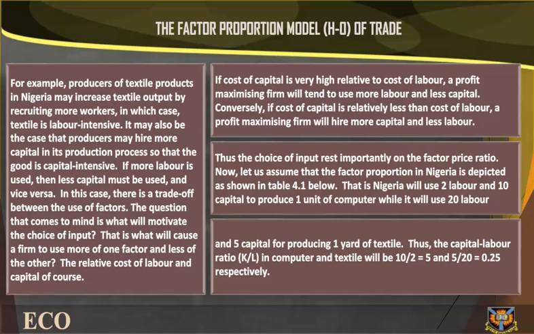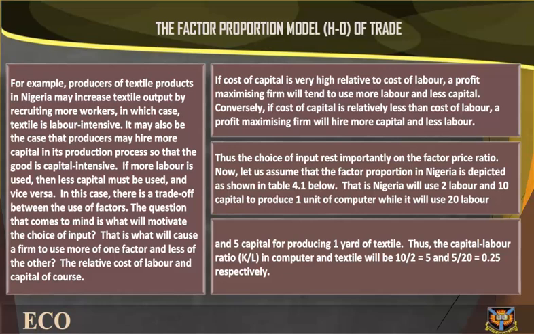The question that comes to mind is what will motivate the choice of input, that is, what will cause a firm to use more of one factor and less of the other. The relative cost of labor and capital. If the cost of capital is very high relative to the cost of labor, a profit-maximizing firm will tend to use more labor and less capital. Conversely, if the cost of capital is relatively less than the cost of labor, a profit-maximizing firm will hire more capital and less labor. Thus, the choice of input rests importantly on the factor-price ratio.